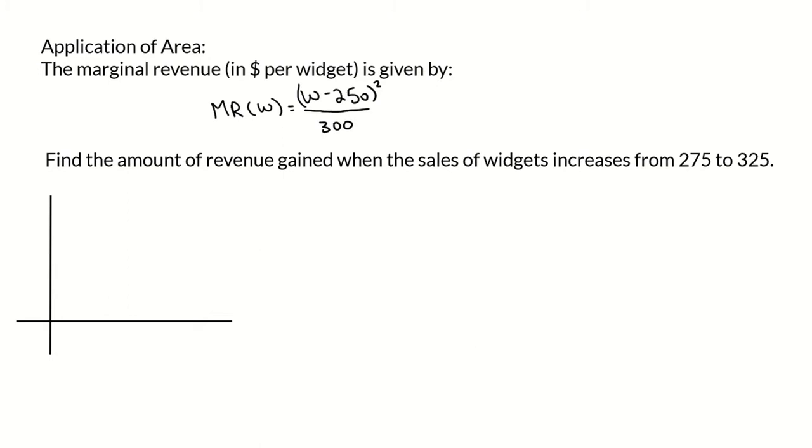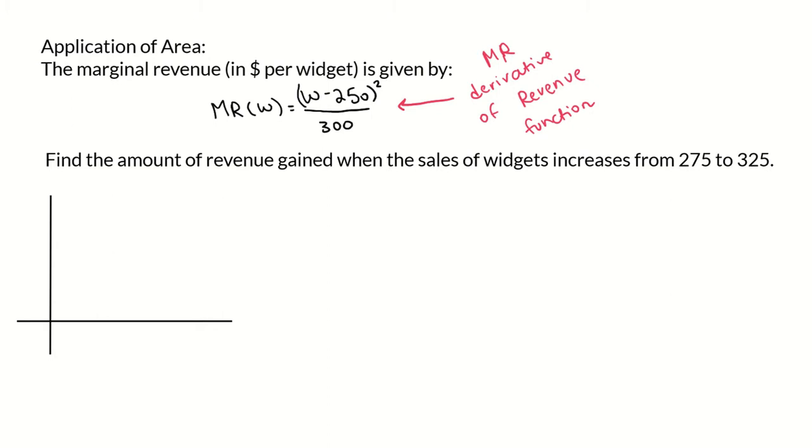So first, it's a good idea to think about what do we have here and what are we looking for. So this MR function, marginal revenue, we've actually calculated marginal revenue before, and we calculated it as the derivative of the revenue. So that means that this function, MR of W, is the derivative function of the revenue function. And now we want to know, well, what's the revenue gained over these values, 275 to 325.